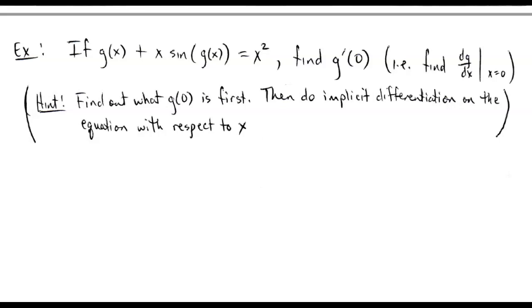In this next example, we're really going to see how we can find the derivative of some function when we don't know what that actual function is. We're given that g of x plus x times sine of g of x is equal to x squared, and all we're told to do is find g prime of 0, meaning the derivative of g with respect to x where x is 0. The hint is that we want to figure out what g of 0 is first, and then do implicit differentiation on the equation with respect to x to find g prime of 0. So let's take that hint into consideration.